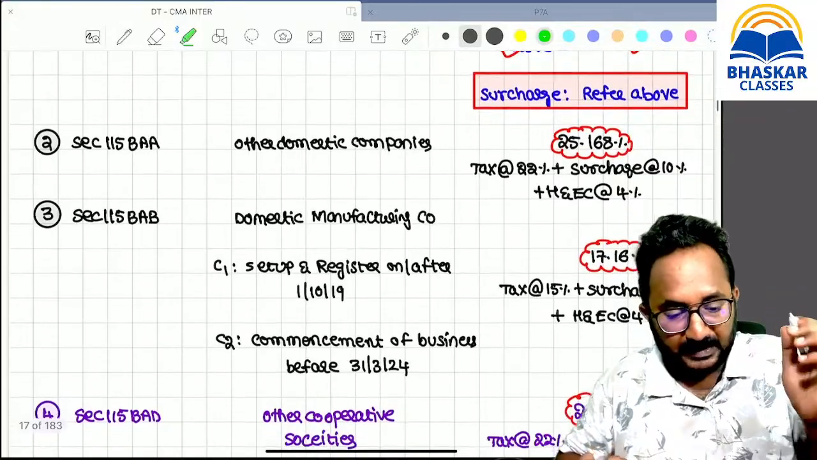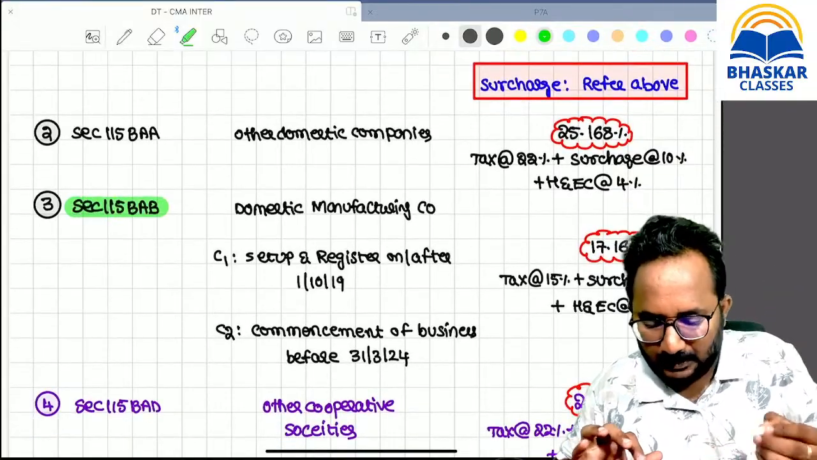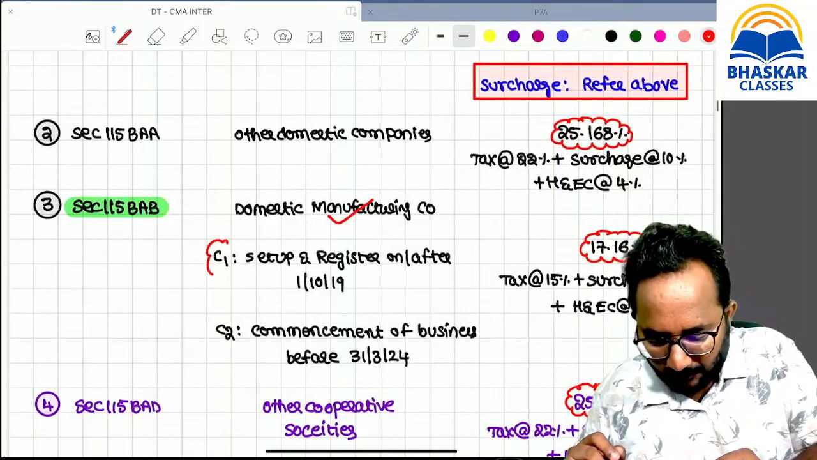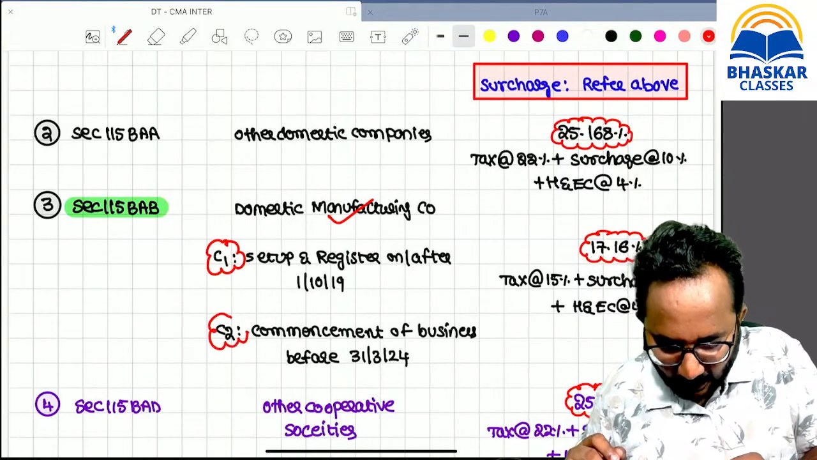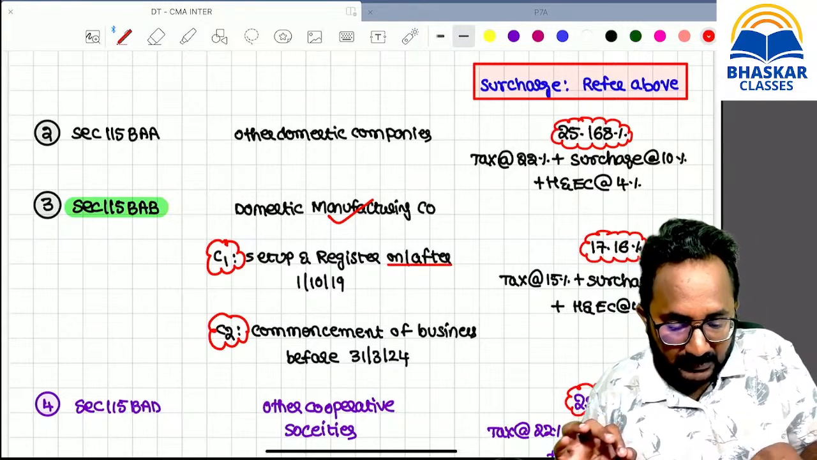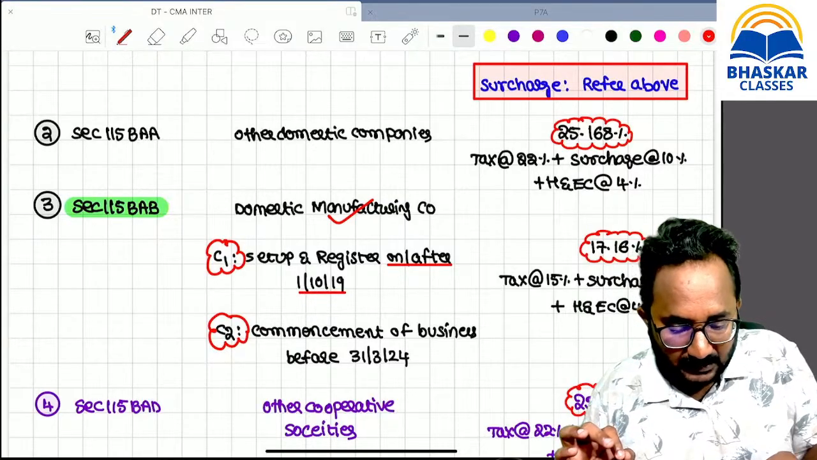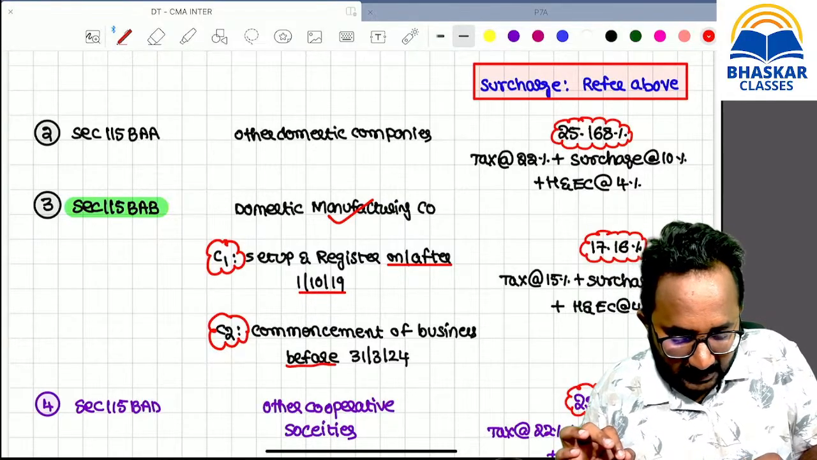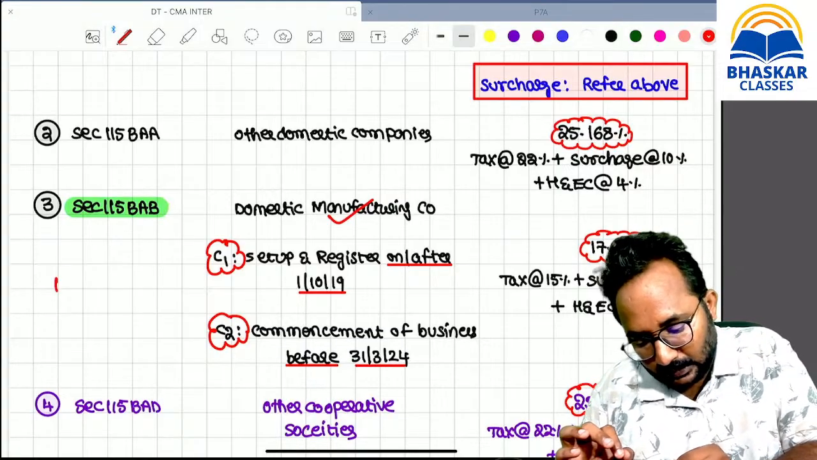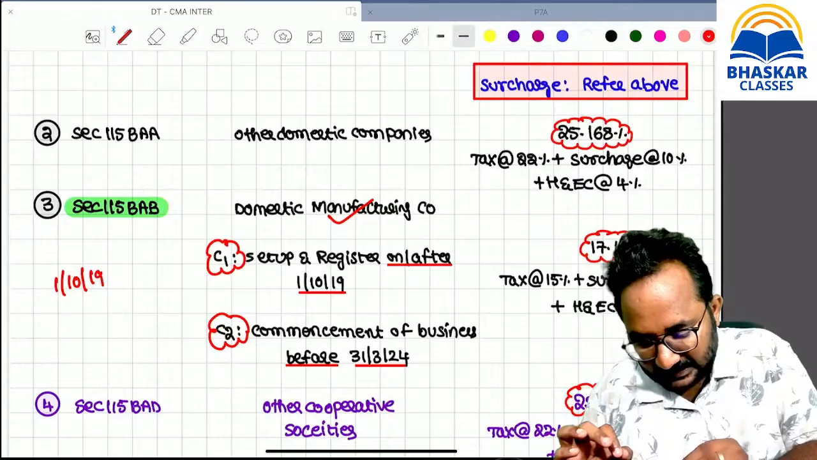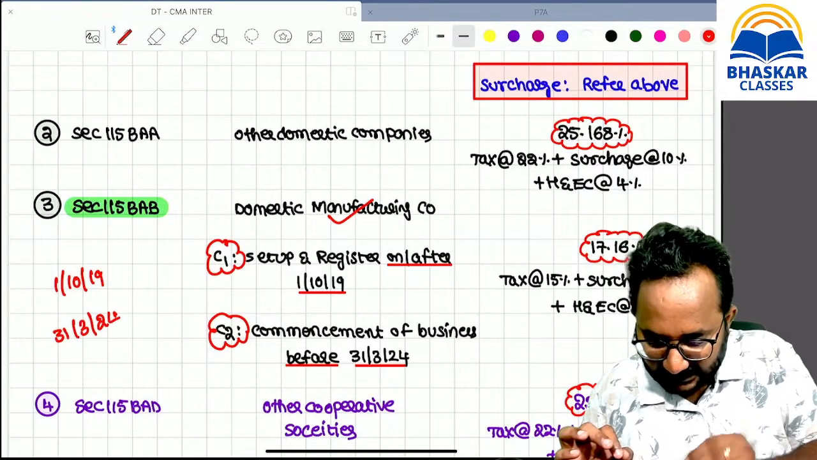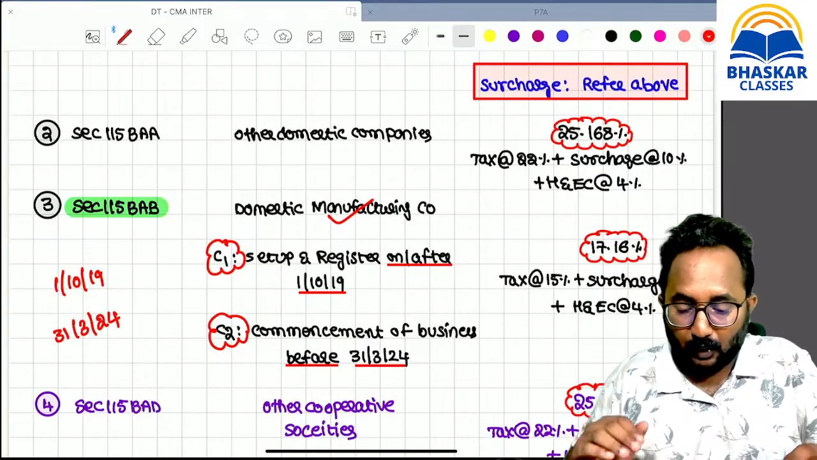Now, domestic companies, remember 115BAB. First I will refer to 115BAB. It applies to a domestic manufacturing company upon satisfaction of two conditions. What are the two conditions? Set up and registered on or after 1/10/2019, and commencement of business before 31st March 2024. On or after this date, commencement and registration. Before this date, if you commence your activities, then no need to pay.